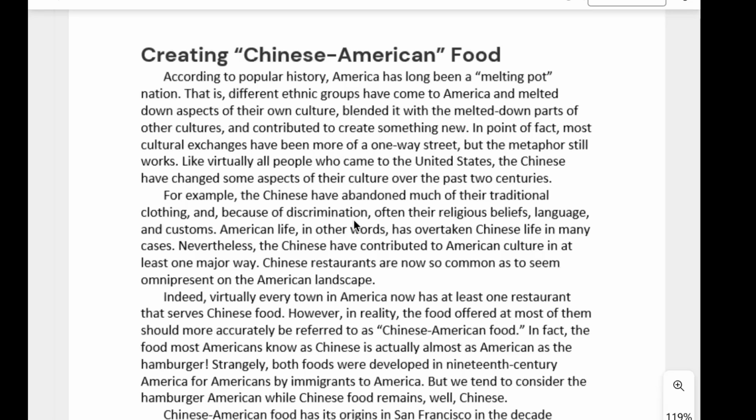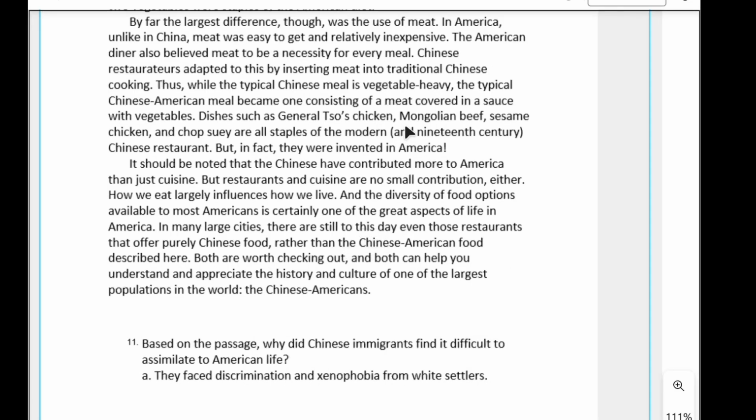It's mainly just giving historical context for Chinese American immigrants, but how this has specifically related to food. Now, it doesn't say that food is the only thing they've contributed, but it is a large part of what they have contributed. Let's go to question number 1. So here is question number 1.